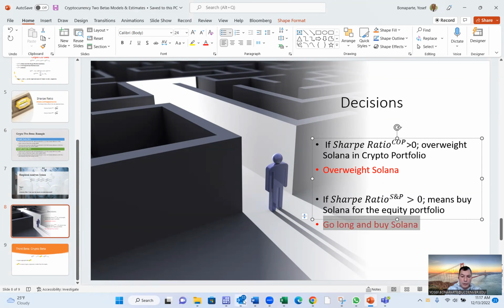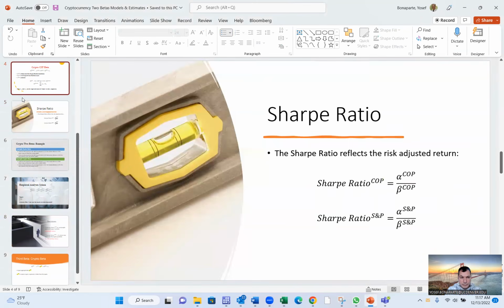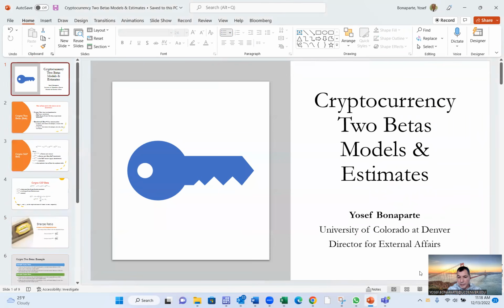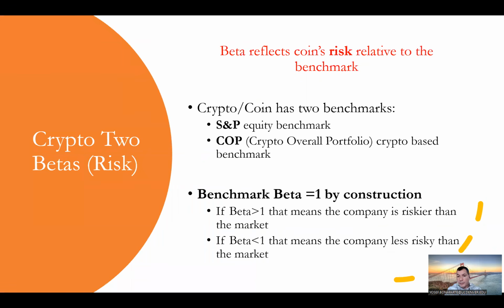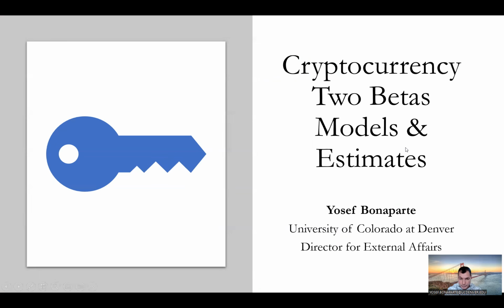Okay, so what we have so far, what's the whole exercise? I'm going to do it again. Crypto has two betas. In equity, there is one beta for Apple, for Microsoft. All of these companies have one beta. For crypto, you have two. How can I make a decision from these two betas?